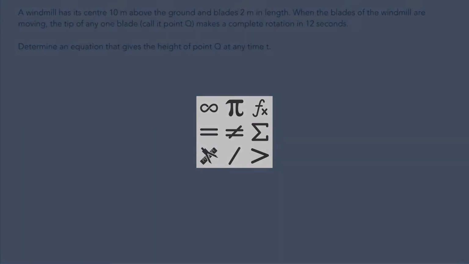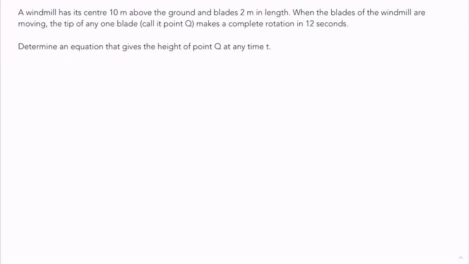In the last video, we were looking at the height of the edge of a blade of a windmill at any time t, and we call that point Q. This time we want to come up with an equation, using the graph as a guideline, to model the height of the blade above the ground.